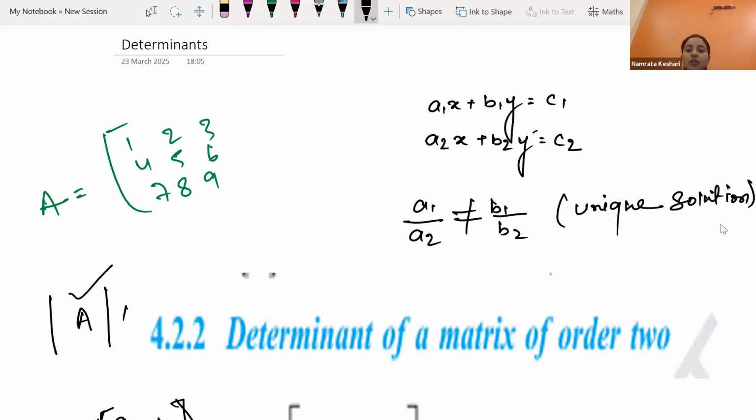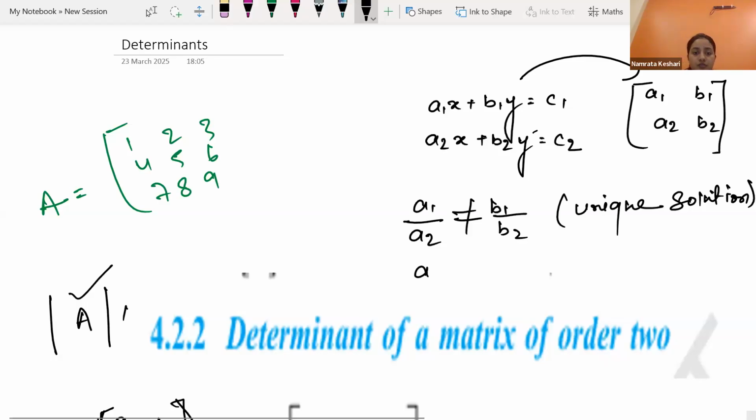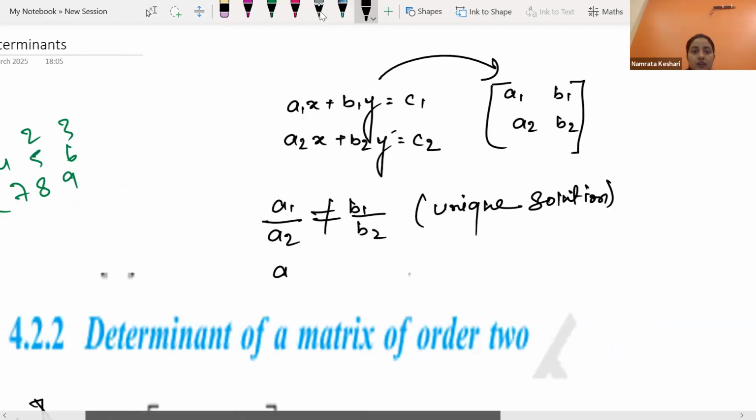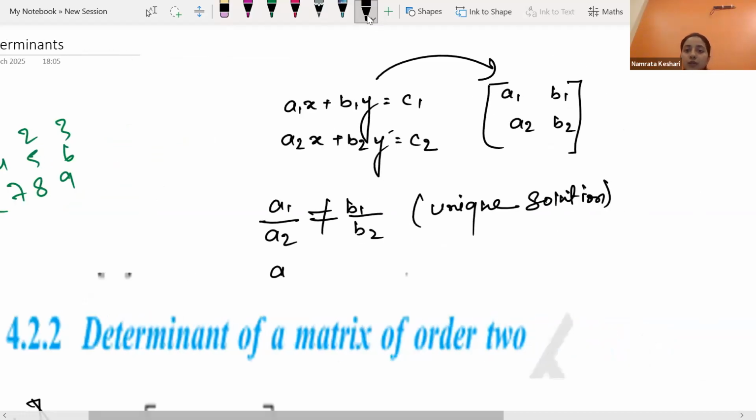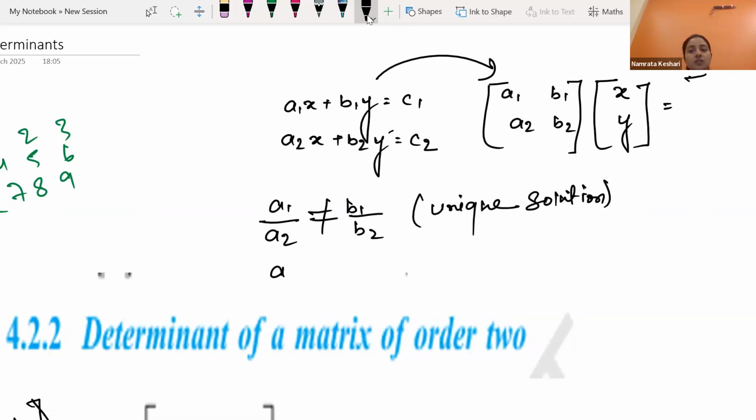From here only you can see that we can also write it in the matrix form. We can write it like a1 b1, a2 b2. Now we can multiply x, y like this, and here we can write another matrix C1, C2. Please check it, whatever we have written, it is making sense.